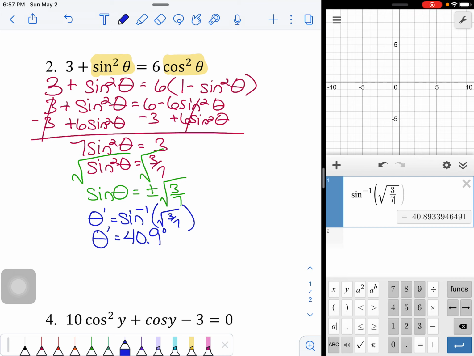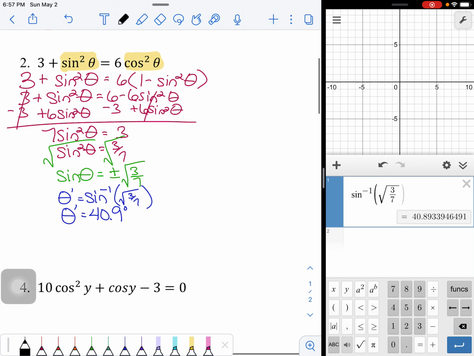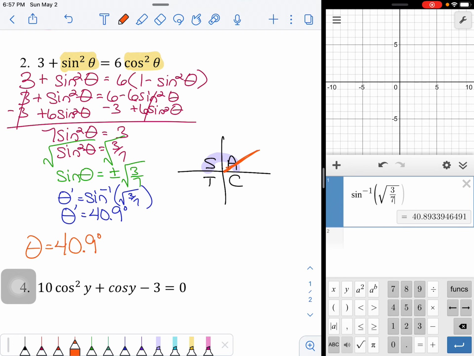All right. So there's 2 answers here, right? We've got the positive sine value and we have the negative sine value. So graphically, if I were to draw this out, right, ASTC, let's deal with positive sine first. So sine is positive in quadrants 1 and 2. So if we look at just quadrant 1 and 2, in quadrant 1, we just use the reference angle. So theta is going to equal 40.9 degrees. That's straightforward. It is the reference angle.